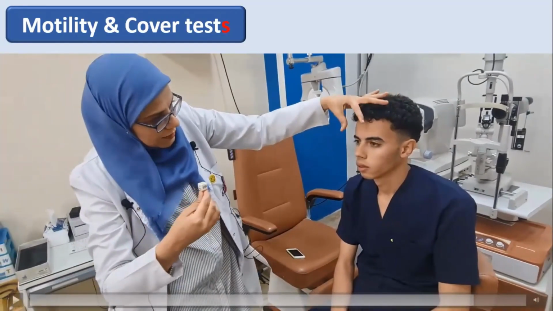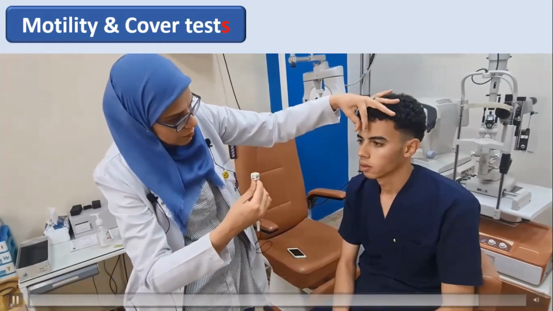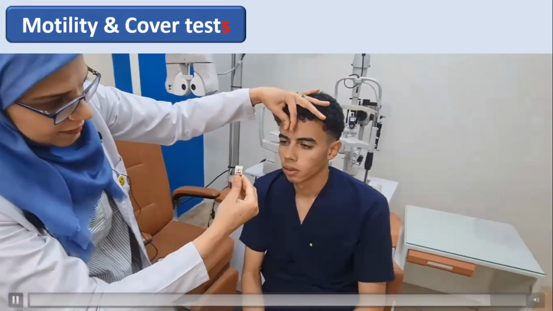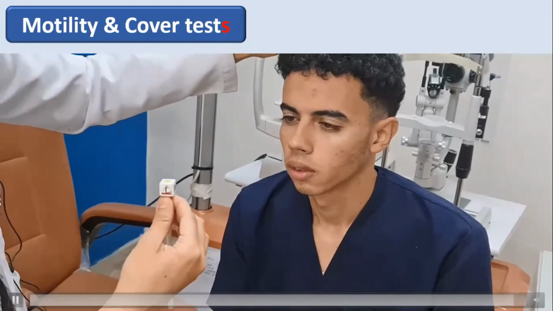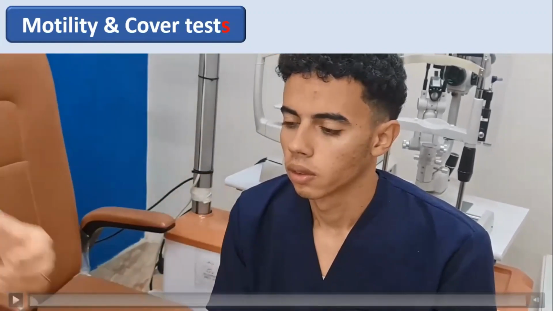What I'm showing you right now is testing convergence. Convergence testing is relevant in strabismus evaluation and again in thyroid eye disease, because one of the signs of thyroid eye disease is lack of convergence.